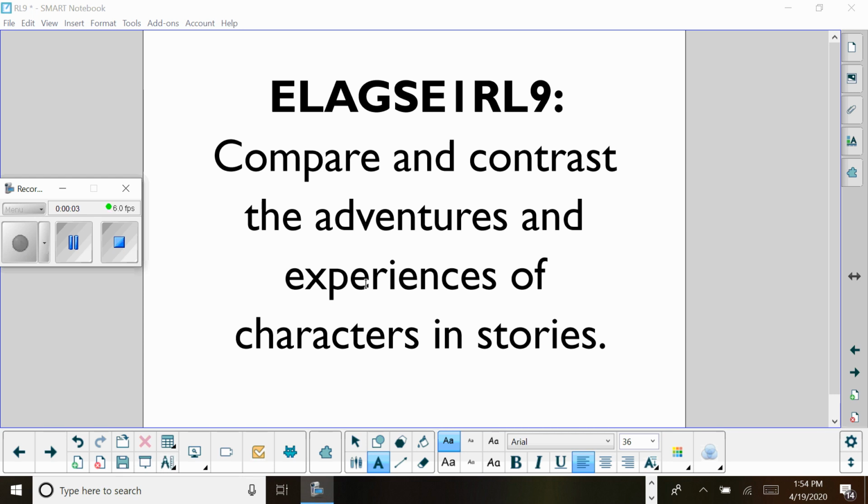Okay, our standard is asking us to compare and contrast the adventures and experiences of characters in stories. So, what is the same and what is different?